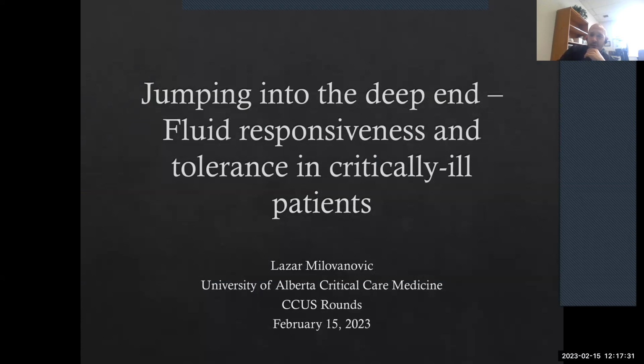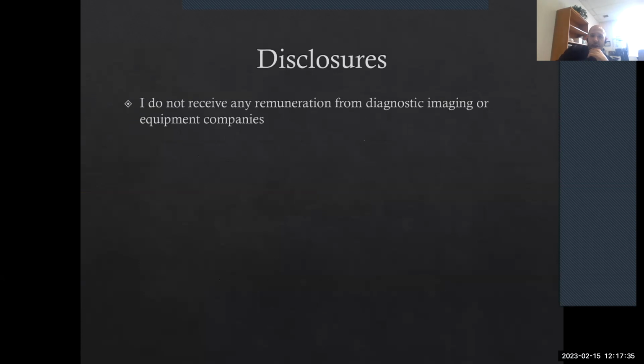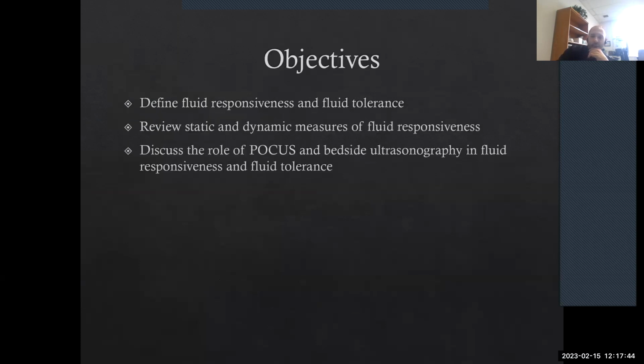I'll be talking to you today about fluid responsiveness and tolerance in critically ill patients. Before we begin, I have no disclosures to report. I don't receive any money from any companies or equipment for this.